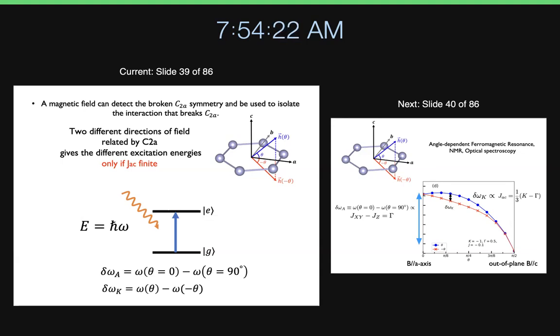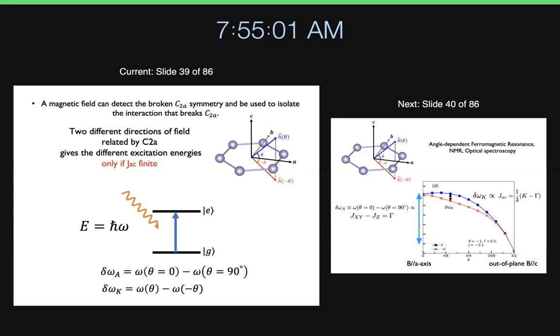In other words, here, delta omega K is the excitation energy from the ground state to the excited state. And let's say I have a polarized state, so I don't have any other broken symmetry that mixes up my symmetry analysis. This will be a reasonably large field that polarizes the state. And I'll call delta omega K the excitation energy difference between this field versus that field. And this is going to detect the size of the JAC. Because if I don't have JAC, these two have to be identical. So this has to be 0.